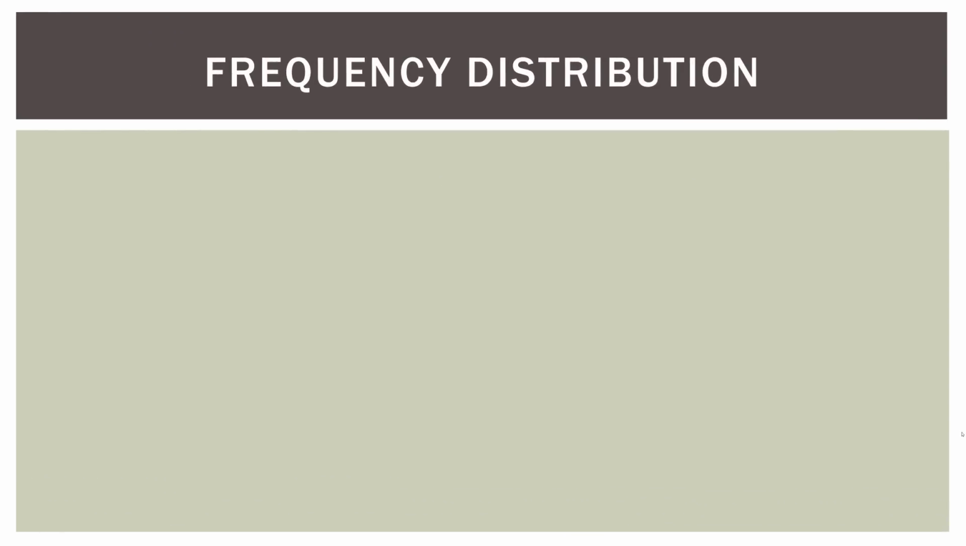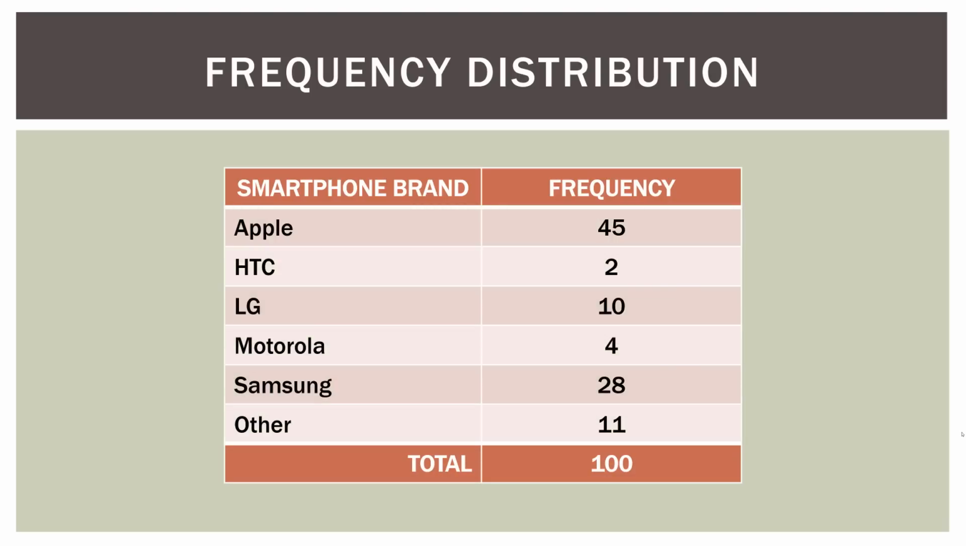So the first thing we could do, and it's very simple to do, is create what's called a frequency distribution. Another way of saying that is we just count them. So we go back to our data we had in the previous slide and we just count how many people had Apple phones. There were 45. HTC were 2, LG 10, Motorola 4, Samsung 28, and other mix of brands 11.